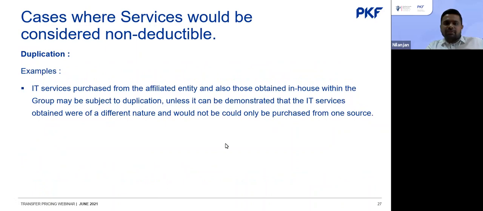Similarly would be the case with IT services, because it also has different kinds of IT services. So we need to understand whether we are getting the same kind of services from an affiliate, from a third party, and if we are still paying for it. We need to consider this, because these payments can be disallowed by the tax authorities.